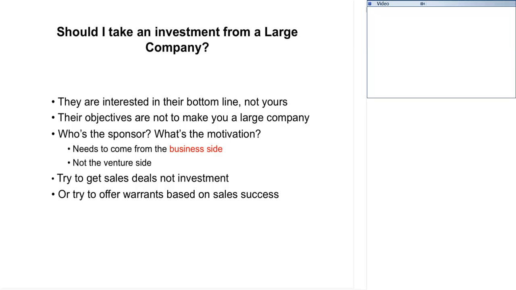And that could be a strategy with these larger partners: they don't invest, but they give you money ahead of sales. And another strategy is often what's called warrants, but essentially stock, giving stock to a large company based on sales success. Meaning if they sell, they get warrants in your company and get that economic model.